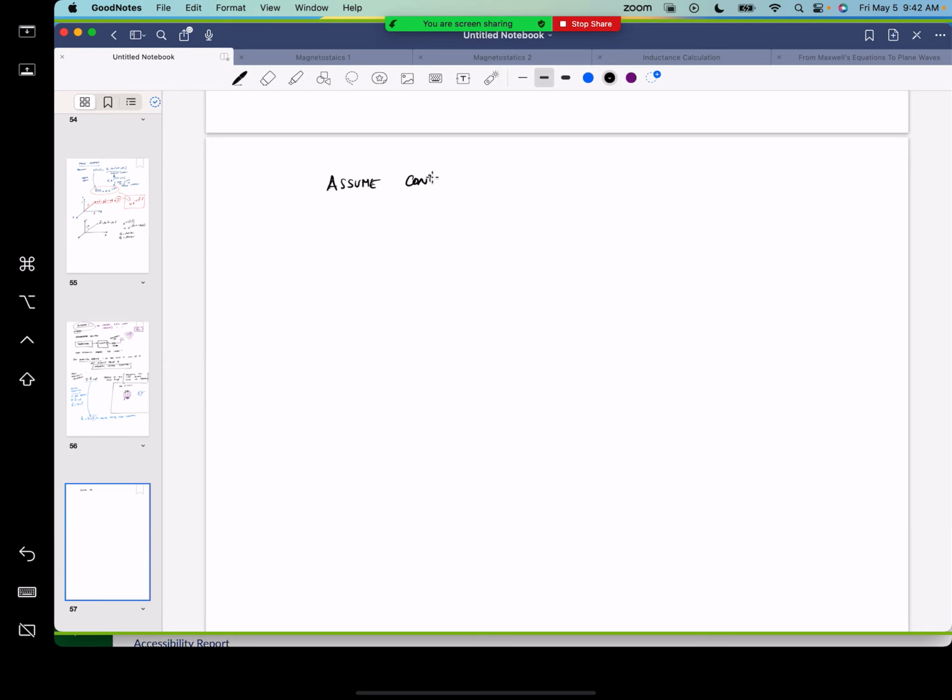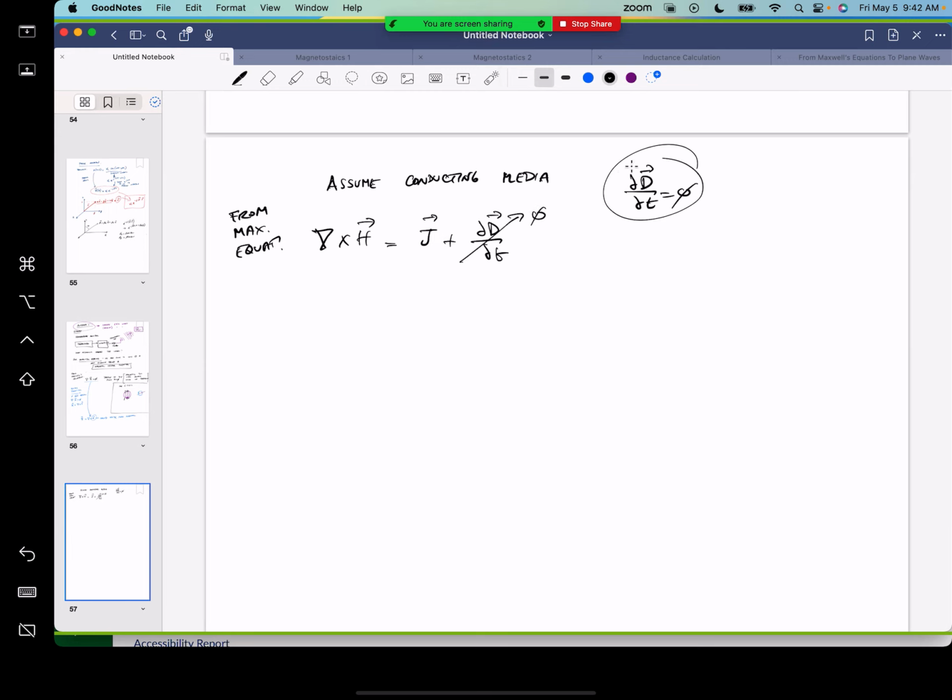assume a conducting media, meaning a wire, in which case this d by dt is equal to zero. And so remember that this is another bit of magnetic, sort of from Maxwell's equations. Del cross H was J plus d by dt. So this guy goes to zero under this assumption. So I just think about the curl of H is some current density. Okay, and this B is mu naught H.